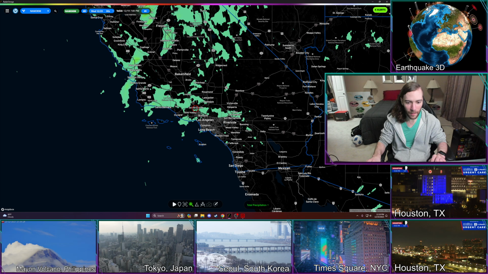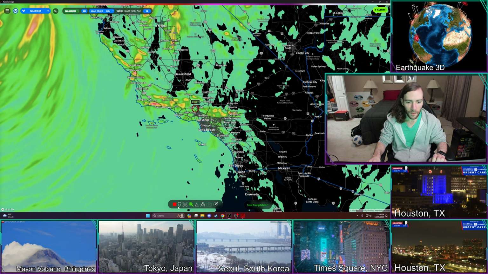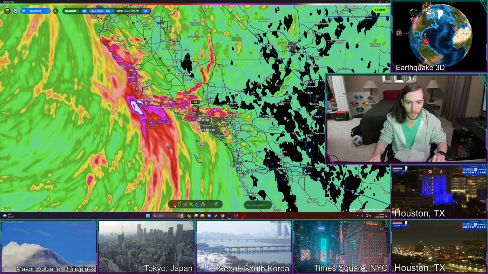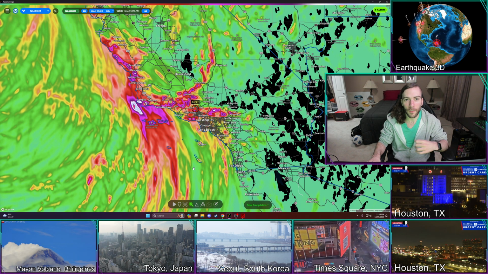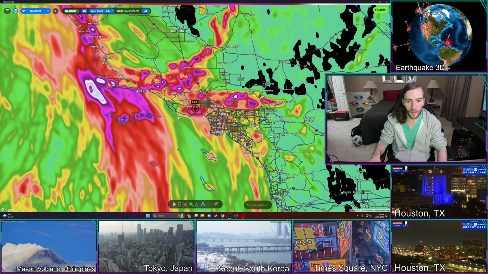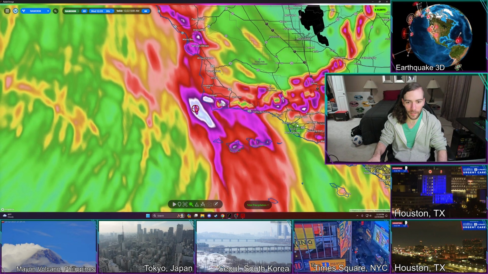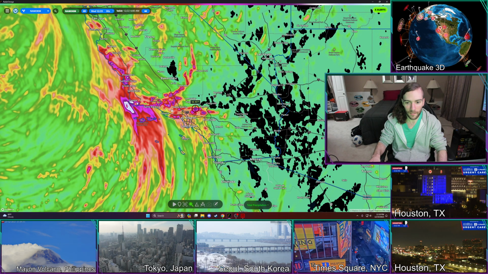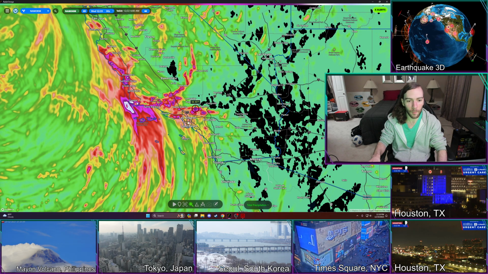Now let's look at the NAM 3K. We let the model run all the way, and then we pause it once it finishes, and there you go. Now I think the High-Res Rapid Refresh is probably better. It's probably a more conservative value because sometimes the NAM 3K can put out numbers that are just silly, like 14 inches off the coast here. There were some spots like that during Hurricane Hilary, and it didn't get that much, but it did get a lot, just not that much.